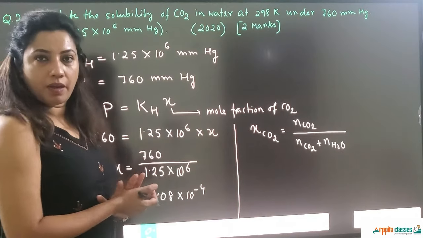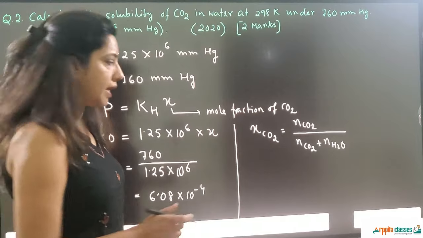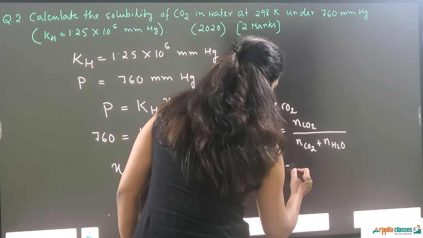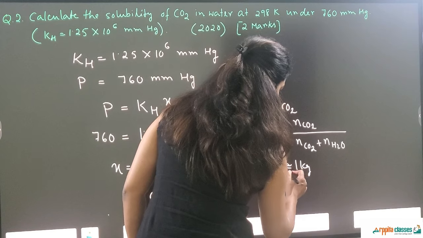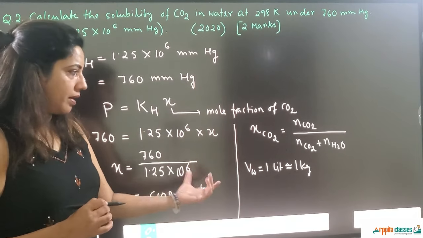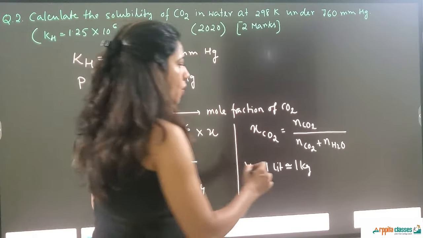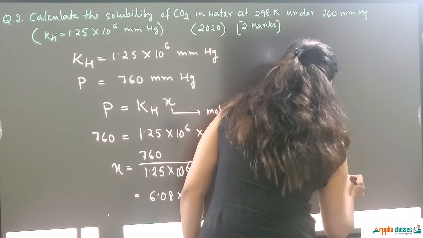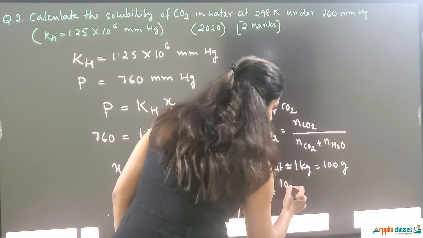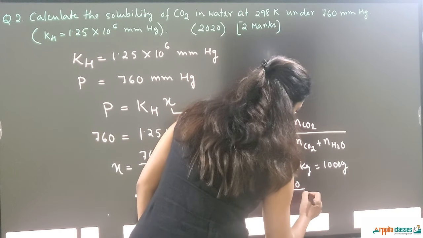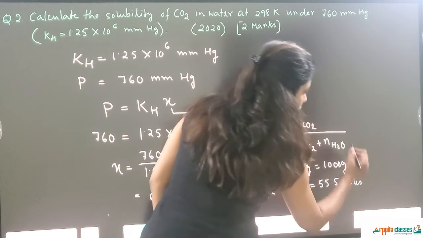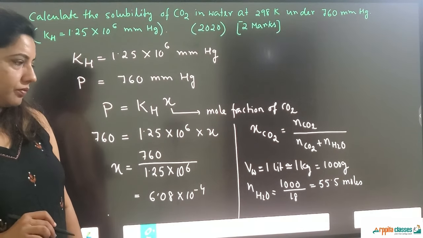Now here, if nothing is given, we have to consider the volume of water as 1 liter. So volume of water is equal to 1 liter, and 1 liter is almost equal to 1 kg, because we know the density of water is 1 kg per liter. So 1 kg is equal to 1000 gram, and from there we can get the number of moles of water, that is 1000 divided by the molar mass of water, which is 18. So it will come to 55.5 moles. So it is almost equal to 55.5 moles of water.